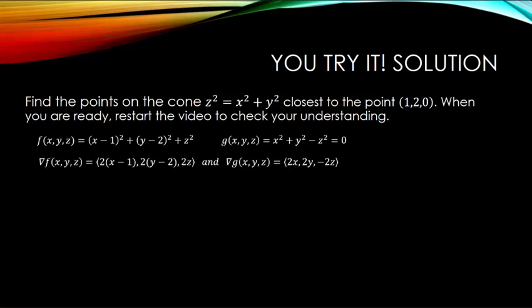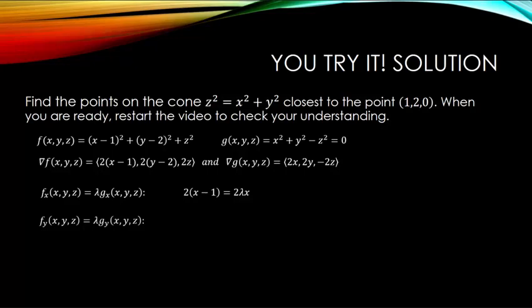The gradient of f at x, y, z is equal to the vector with components 2 times the quantity x minus 1, 2 times the quantity y minus 2, and 2z. The gradient of g at x, y, z is given by a vector with components 2x, 2y, and negative 2z. Fx at xyz is equal to lambda times gx at xyz. This tells me that 2 times the quantity x minus 1 is equal to 2 lambda x.